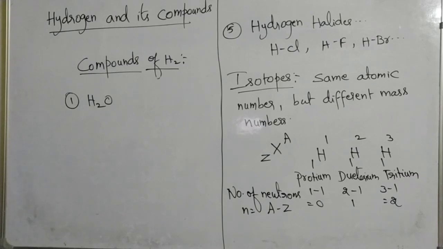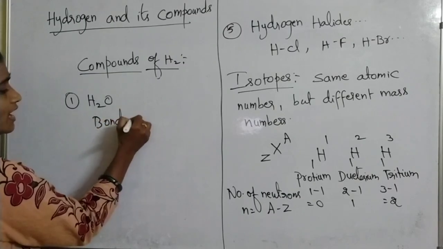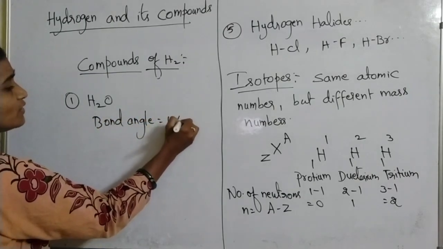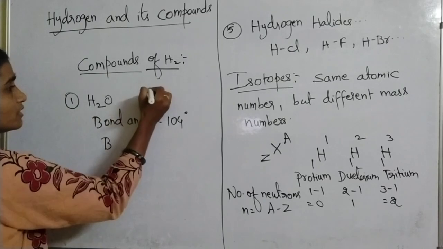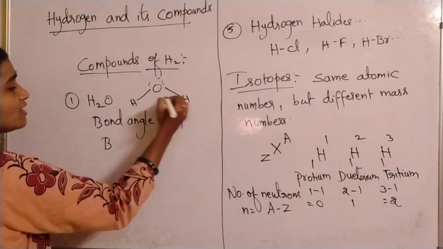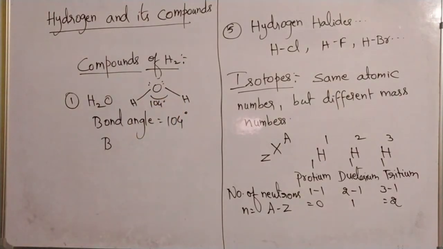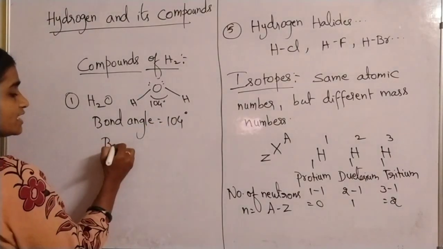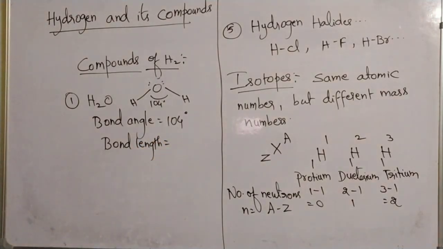Generally, water has a bond angle of 104 degrees, and then the bond length between H and O. You will have the structure like this for water, with two lone pairs of electrons. Bond angle is 104 degrees, and bond length is how much? Bond length is almost around 95.7 picometers.